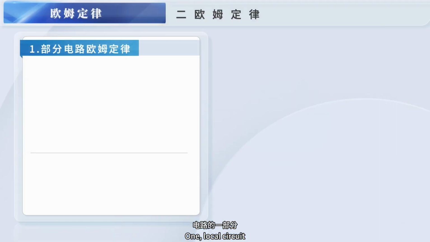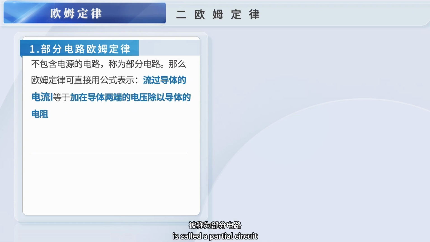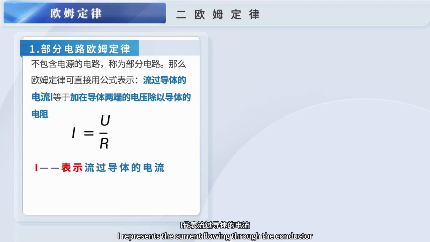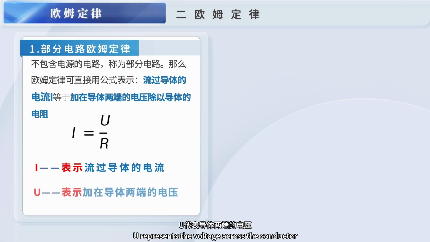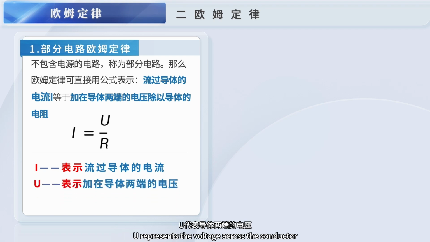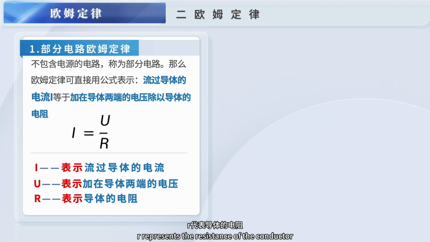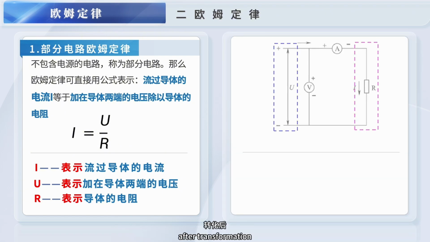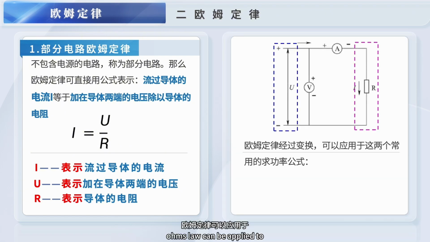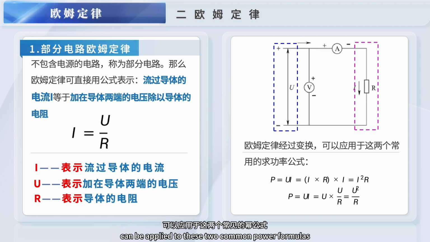1. Ohm's law for a partial circuit. A circuit without a power source is called a partial circuit. Then Ohm's law can be directly expressed by a formula: the current flowing through the conductor is equal to the voltage across the conductor divided by the resistance of the conductor. I represents the current flowing through the conductor, U represents the voltage across the conductor, R represents the resistance of the conductor. After transformation, Ohm's law can be applied to these two common power formulas. Students must master it well.